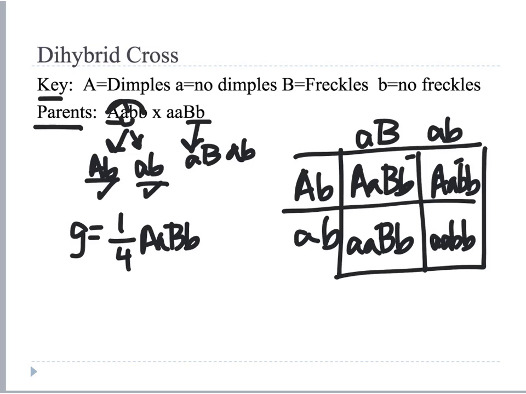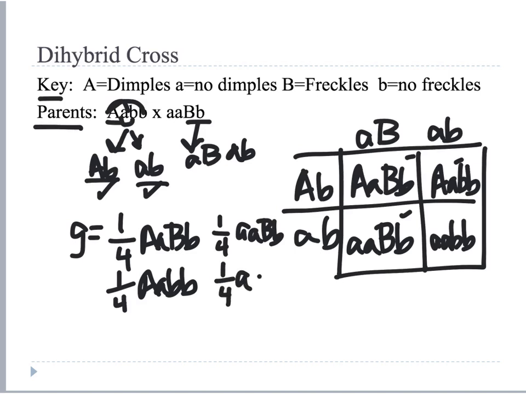I have this guy here, which is 1 out of 4, big A, little b, little b. I have this guy right here, that's going to be 1/4, little a, big B, little b. And this guy right here, 1 out of 4, little a, little b, little b.